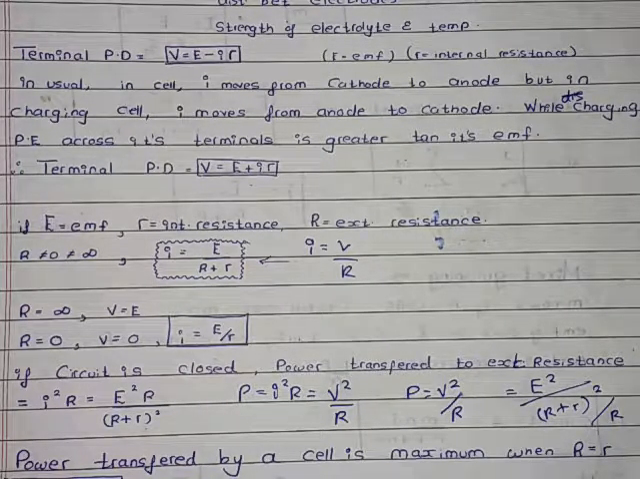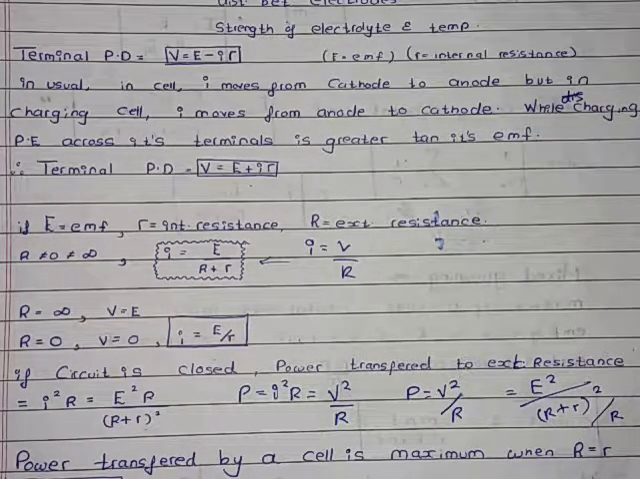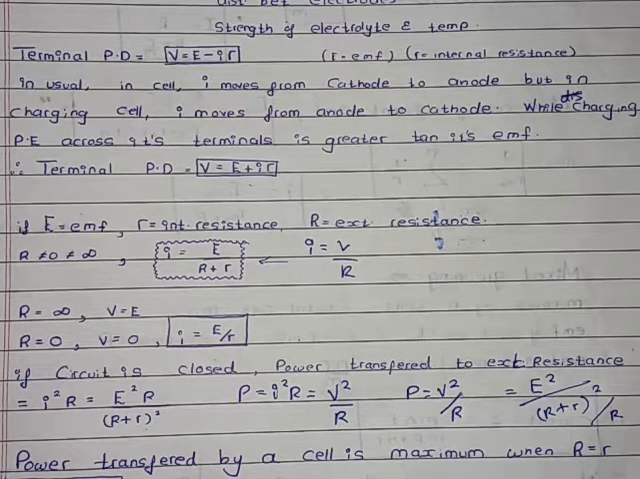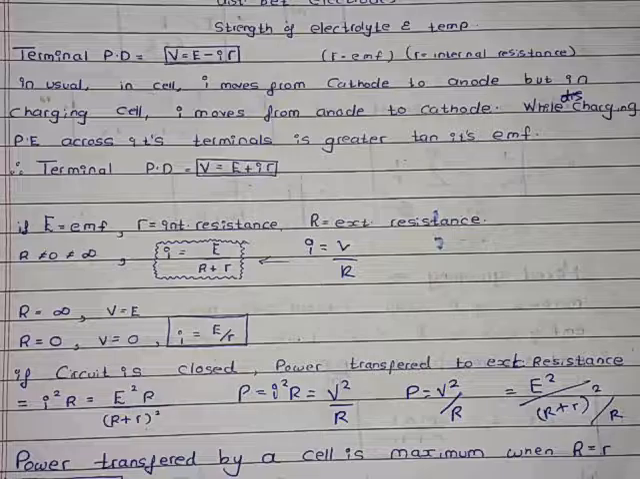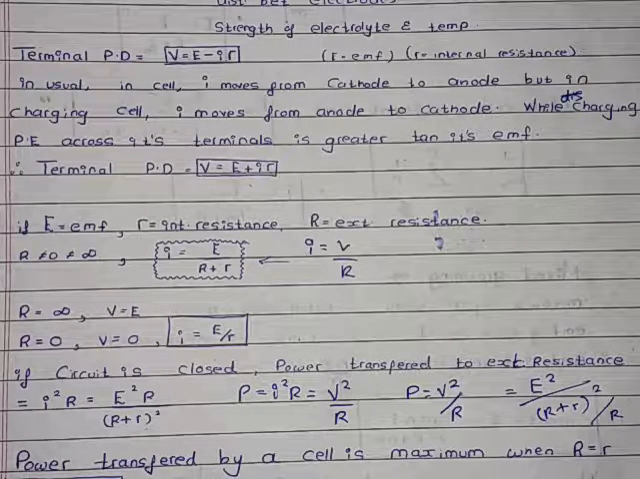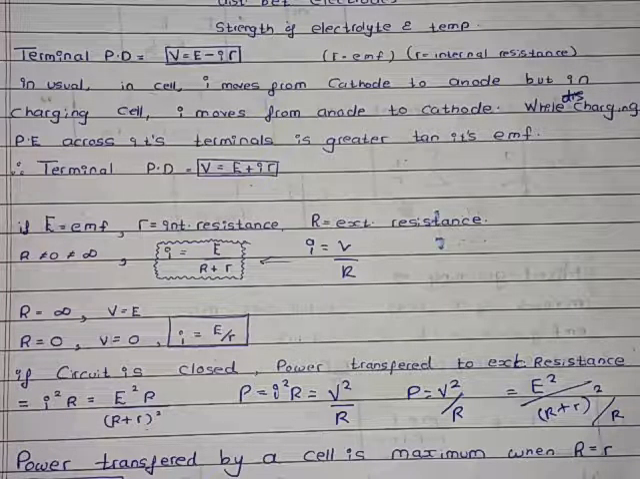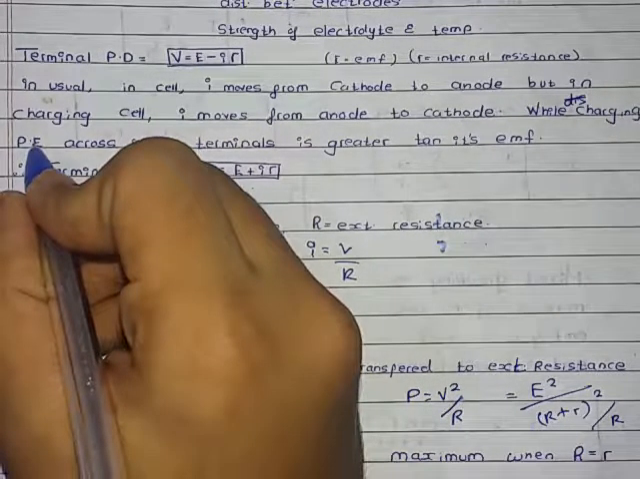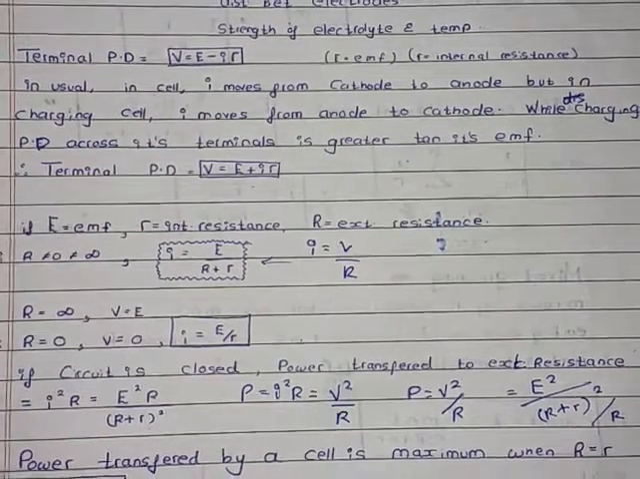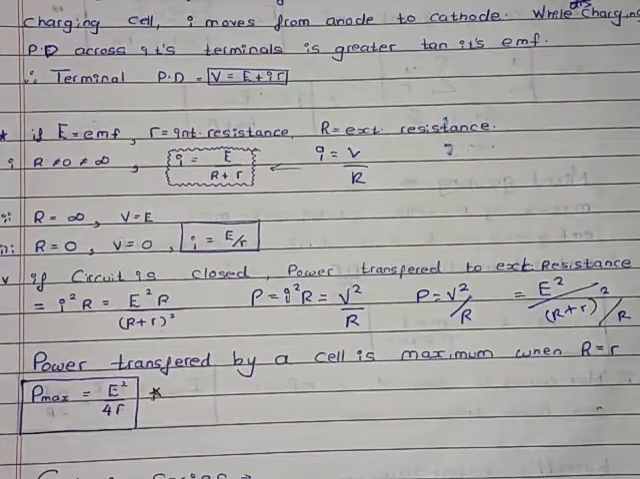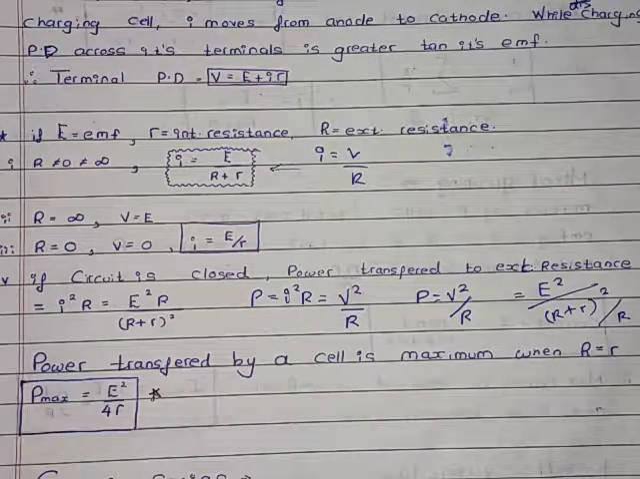In usual cells, the current I moves from cathode to anode, but in a charging cell it moves from anode to cathode, and while charging, the potential across its terminals is greater than its EMF. Why potential energy? It's actually potential difference. So the terminal potential difference is V equals E plus Ir while charging.